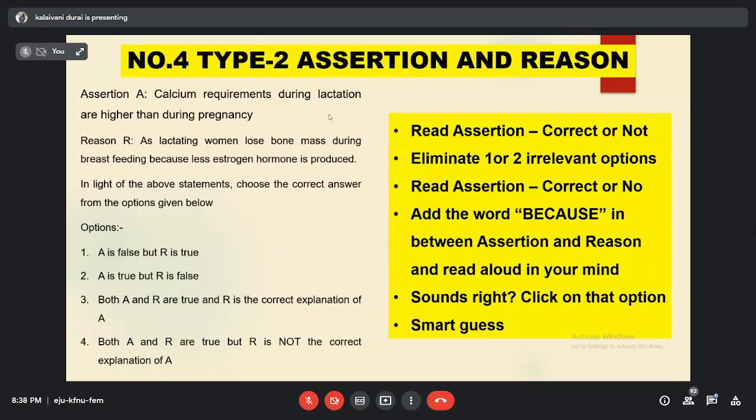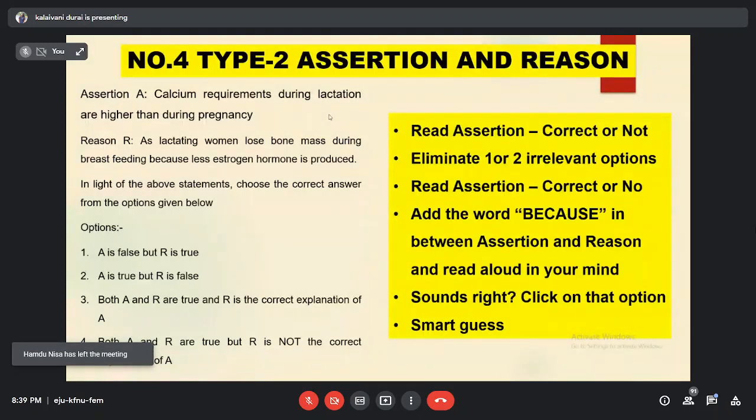Assertion में क्या लिखा है? Calcium requirements during lactation are higher than during pregnancy. If you have studied the basics of RDAs, I have given 4 or 5 RDAs which are very important. जैसे calcium हो गया, iron हो गया, zinc हो गया, and vitamin A, and folic acid, obviously. All these things are the most important ones. So if you studied at least for lactating women and pregnant women, you will know कि pregnant women का जो calcium requirement है, that is lesser compared to a lactating woman. So assertion, it is easy in this case to find out whether it is correct or not.